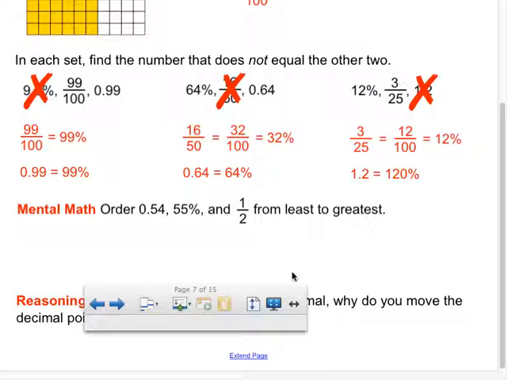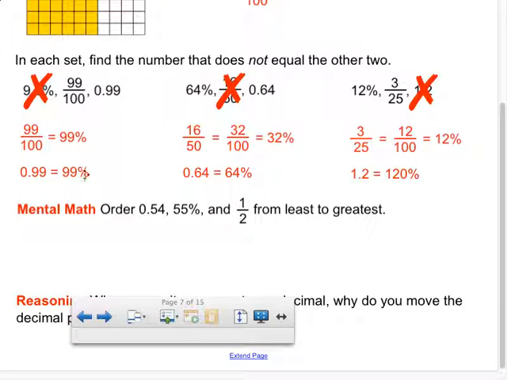All right, now, they want you to use mental math to order this least to greatest. I need your help. Somebody tell me what the order is from least to greatest. We're almost done. Yes, you can. I would love to hear from somebody I haven't heard from yet. I already have somebody in mind. Yeah. Let's order this least to greatest.